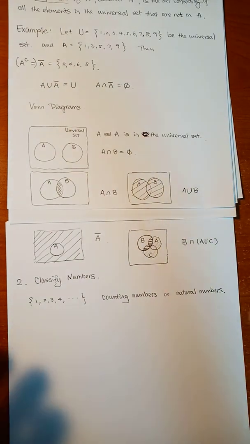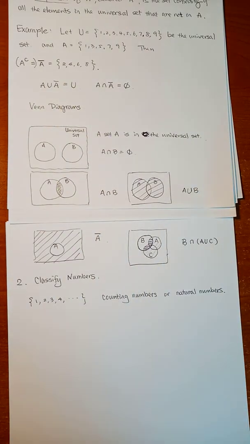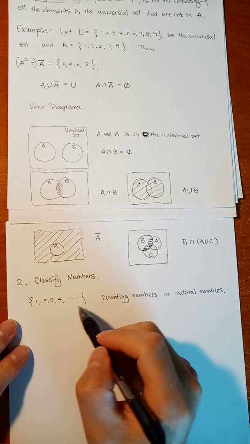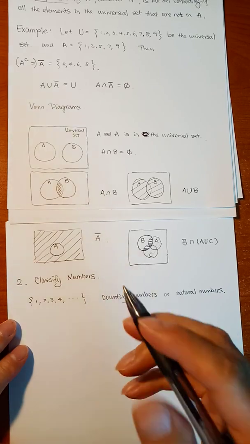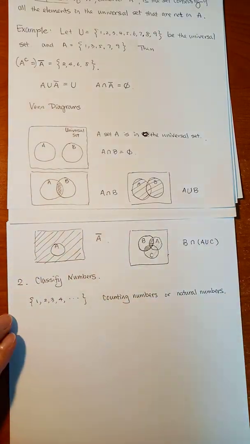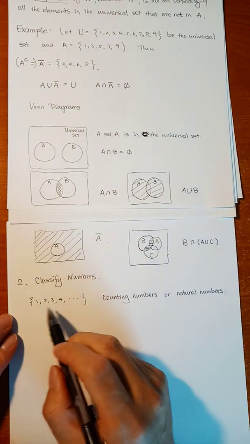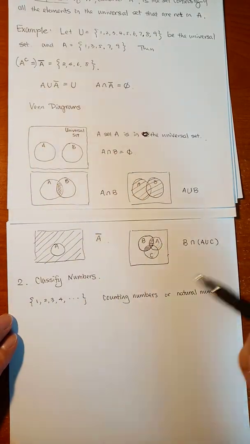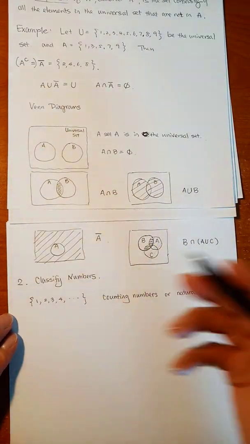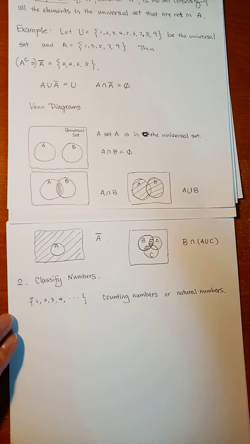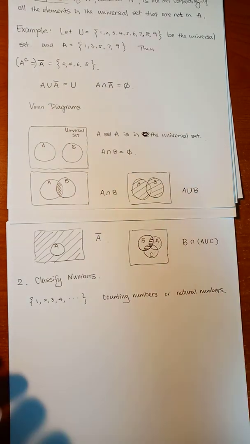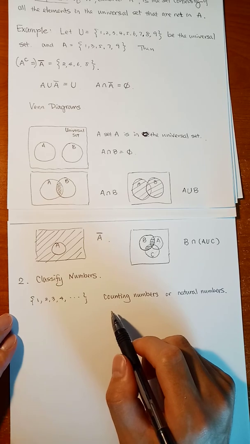Okay, so that's the first type of number we learned when we were babies. And here we use this ellipsis to indicate this will continue indefinitely. So it's not just 1, 2, 3, 4. You will have 5, 6, 7, 8, 9, 10, 11, and even bigger numbers. Okay, so that's the first type of number we learned.